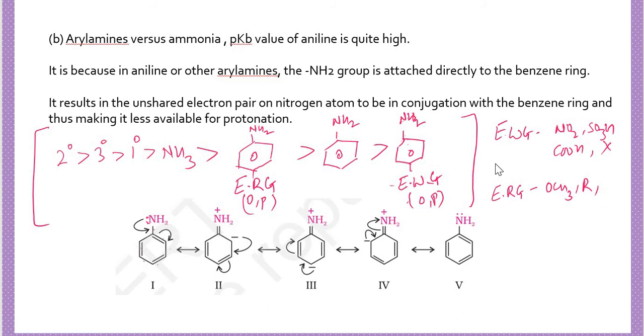So if I have to compare with aryl amines, I'll follow this order. Secondary will be more basic, then tertiary, then primary, then ammonia, then aniline with some electron releasing group at ortho or para position. It can be any releasing group. It can be OCH3 or it can be R, and then normal aniline, or aniline with some electron withdrawing group. The withdrawing group can be NO2, SO3H, CHO or halogen. So anything that withdraws electrons.